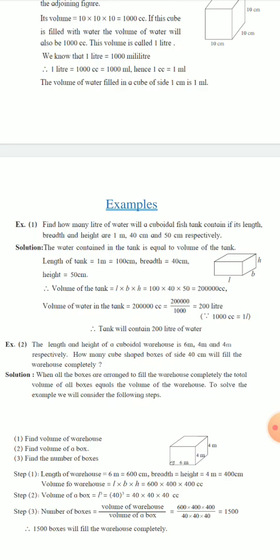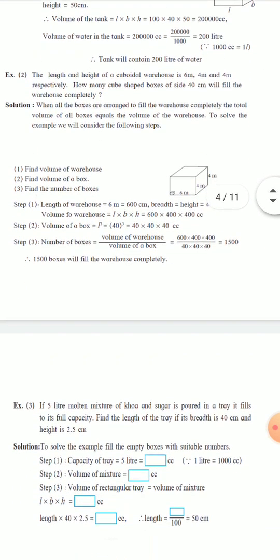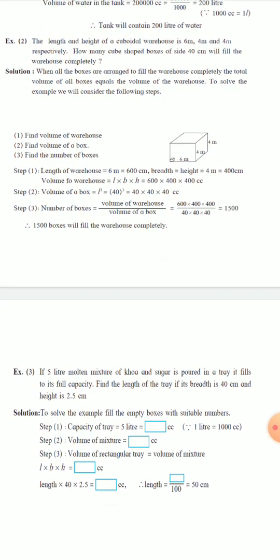First step, I calculate the volume of the warehouse. Secondly, I calculate the volume of the box, and I will use a simple formula: number of boxes equals volume of warehouse divided by volume of box. Isn't it simple? So these two are the basic examples. Now we will proceed to the third example.